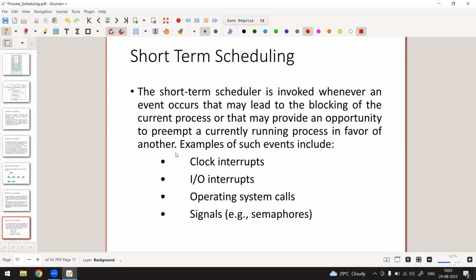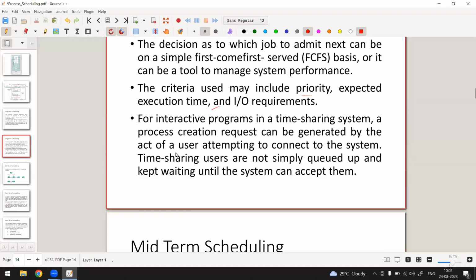So whenever there is a currently running process that has to switch, the short-term scheduler will come into the picture, right? So that is the long-term, short-term, and mid-term scheduler.